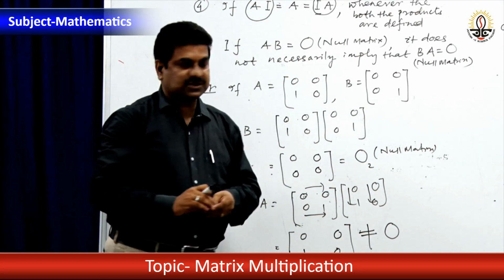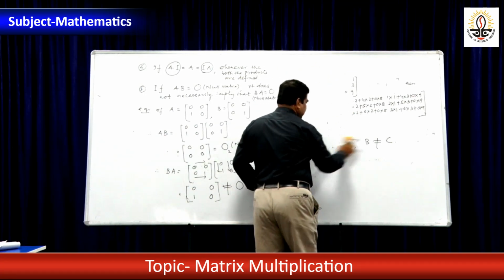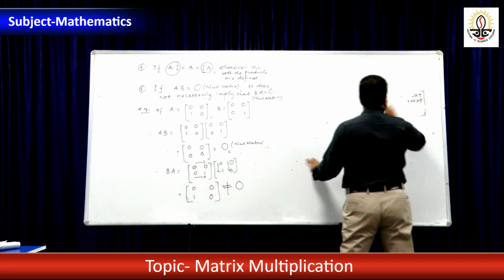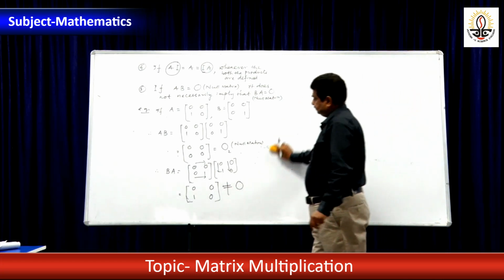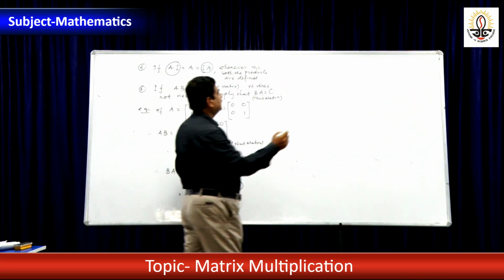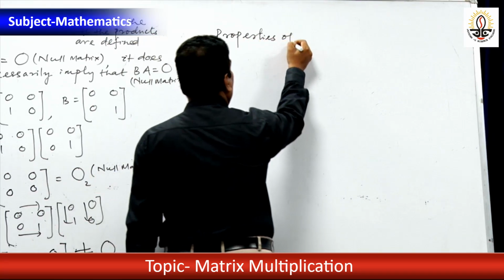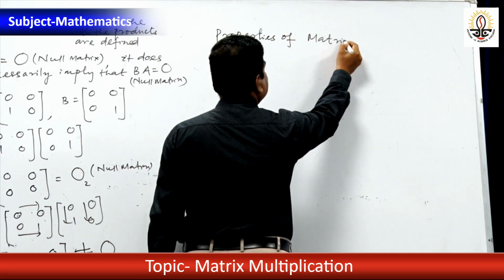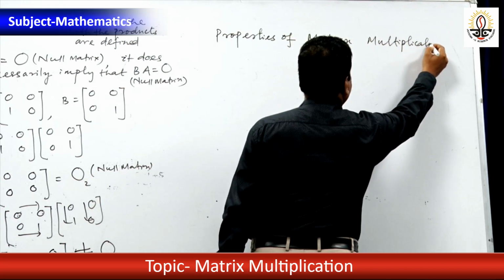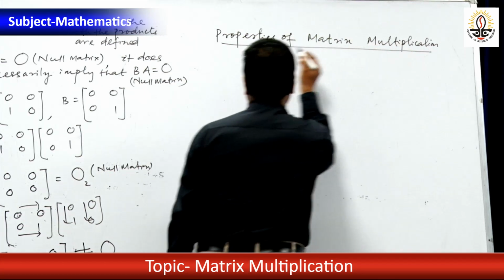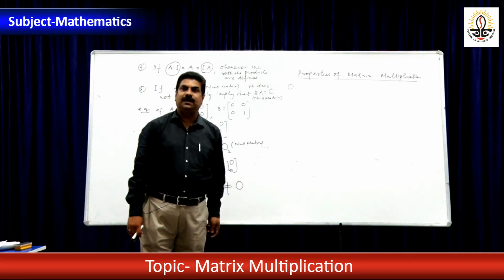Okay. Next I will discuss properties of matrix multiplication. What are the properties of matrix multiplication? Properties of matrix multiplication. The first property is matrix multiplication is not commutative in general.